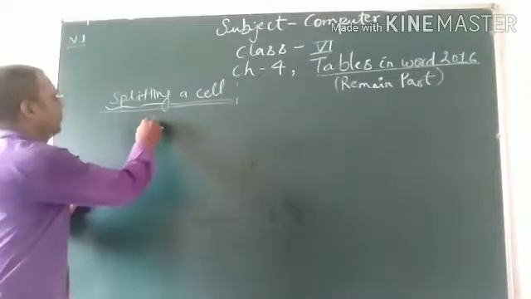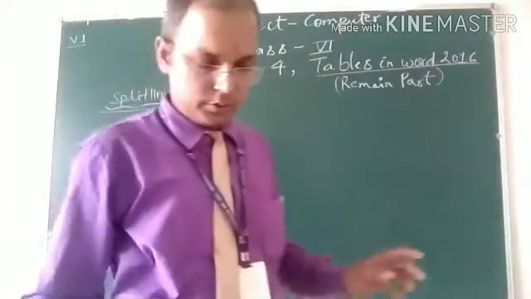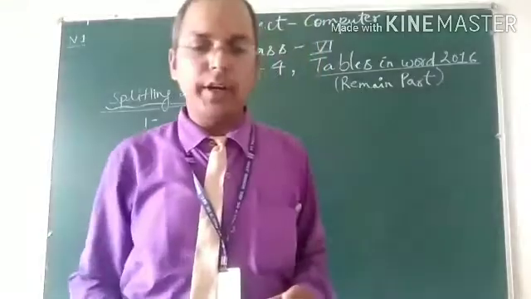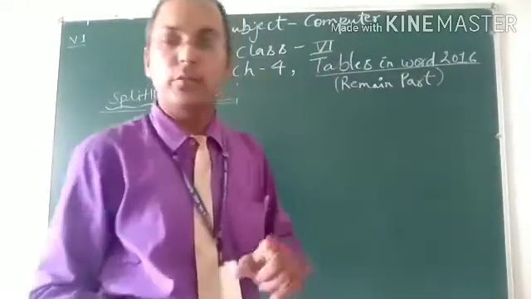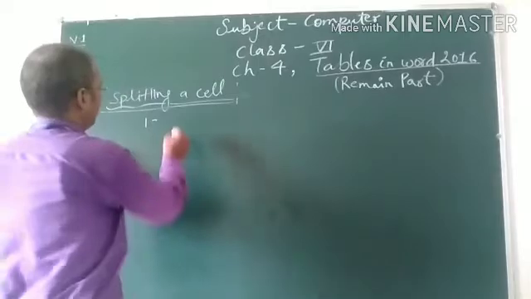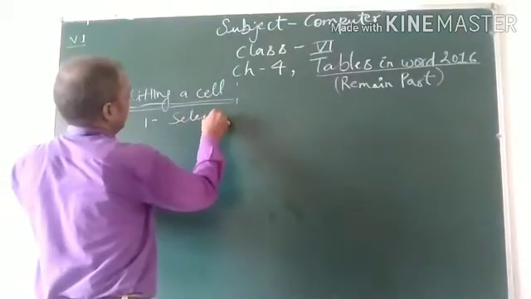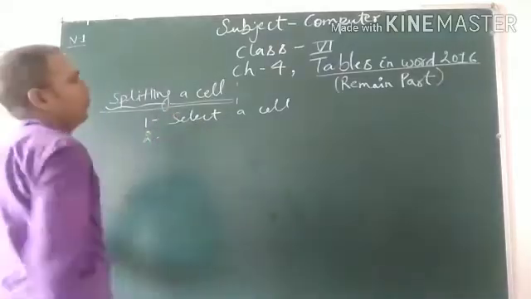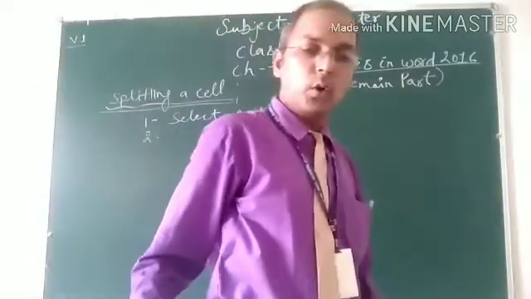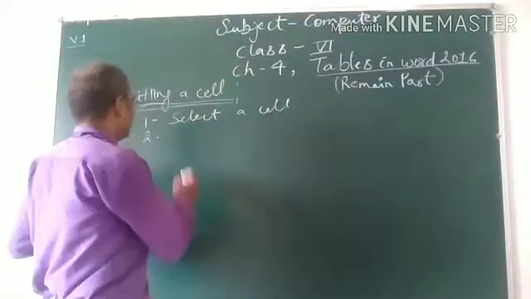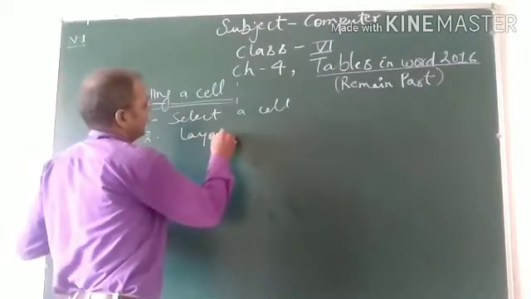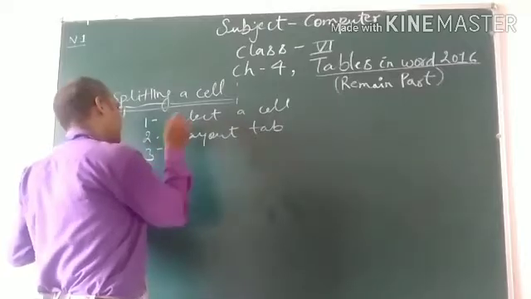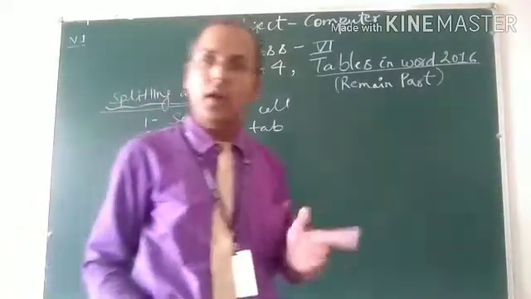Here are some steps to achieve the goal, the splitting of a cell. Select a cell which you want to split into multiple cells. First of all, you have to select a cell which you want to split. Go to the layout tab. Same again, repeat. Layout tab is a good tab. It is all controlled by the layout tab.